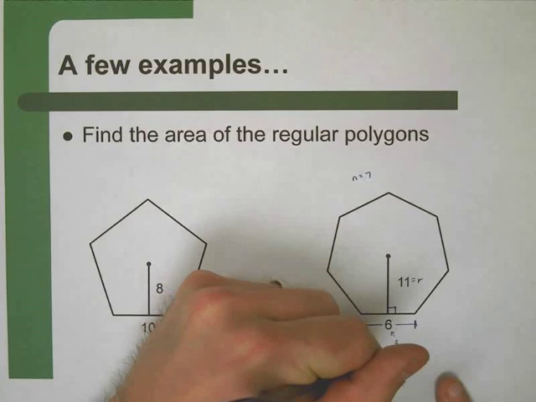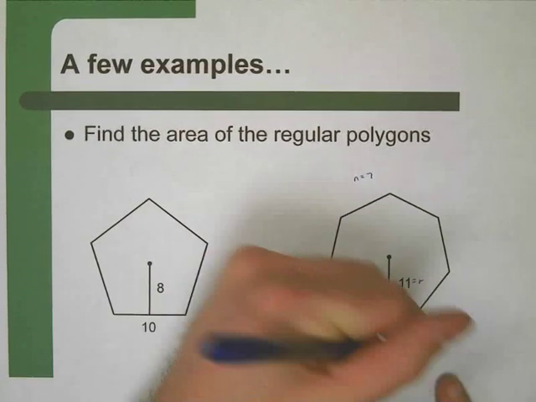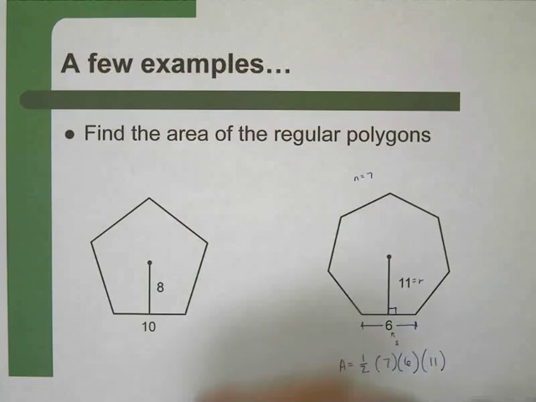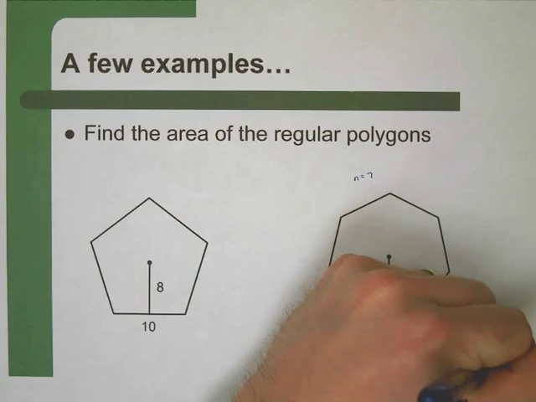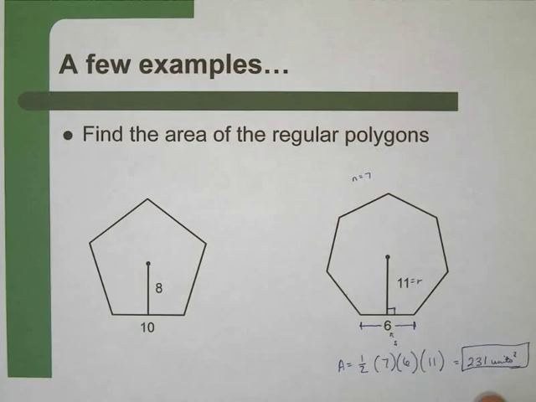So the area of the shape is 1/2 times n, which is 7, times s, which is 6, times r, which is 11. So let's get the calculators out. If I take that and I multiply it out, I should get an area of 231 square units, whatever those units might be. Pretty simple, right?